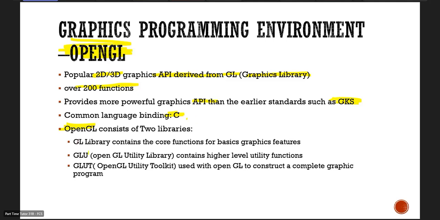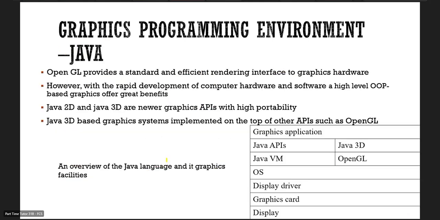The OpenGL consists of two libraries. We have the GLU and the GLUT. The GLU is the OpenGL utility library, so here we have high level utility functions. And the OpenGL Utility Toolkit, GLUT, lets you build complete graphics programs. Okay, so it is a toolkit that you can use for graphics. Now Java uses OpenGL.